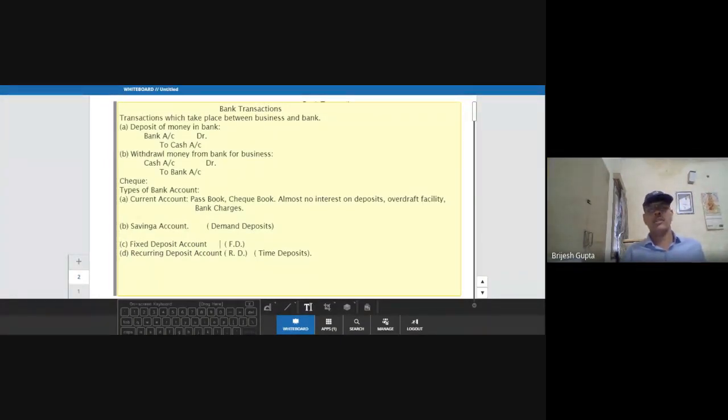On the contrary, we will not get any interest on money deposited in this account. That's why it is more suitable for businessmen. That's why it is called a businessman's account. Otherwise, anyone can open it. No restriction on opening of this account, but it is more suitable for businessmen. That's why it is called a businessman's account.